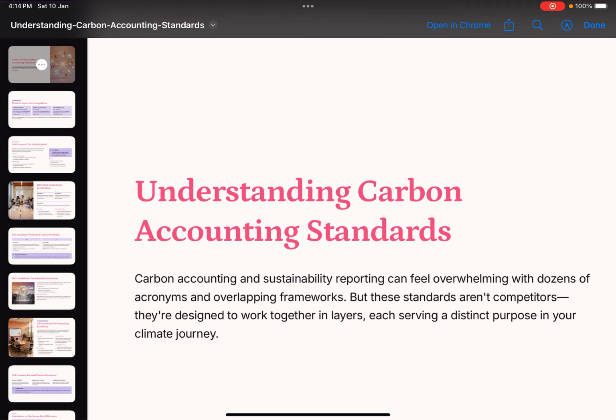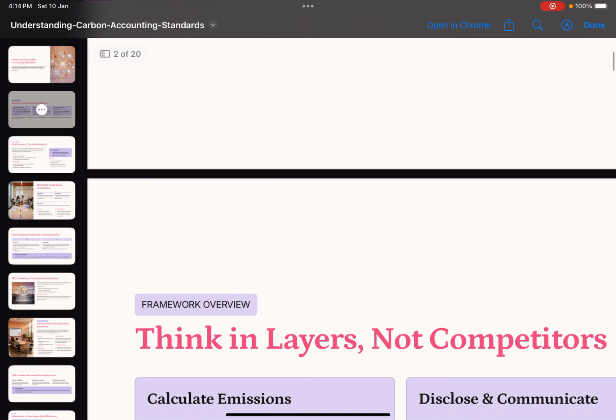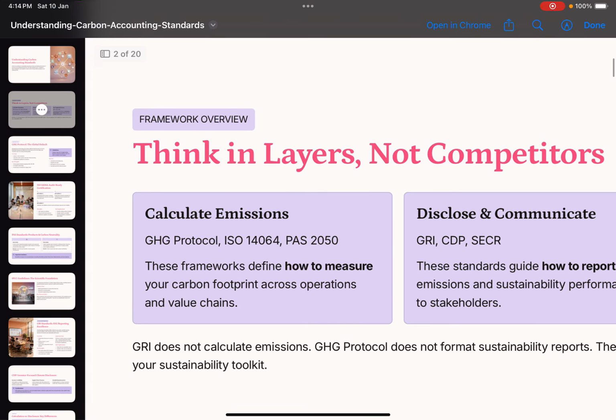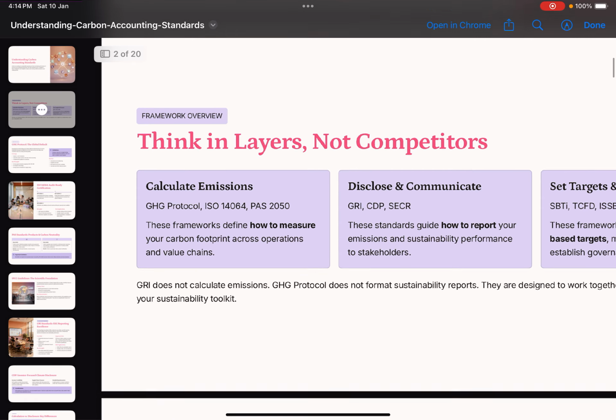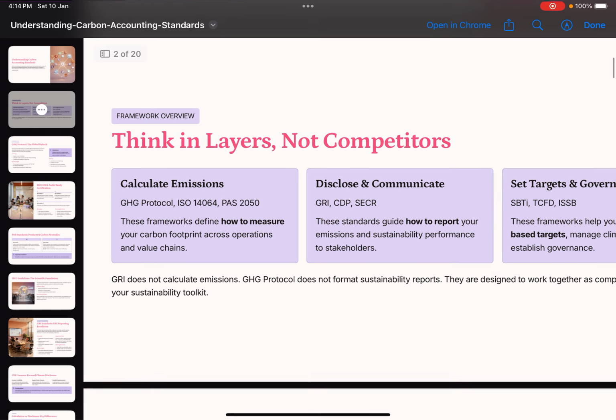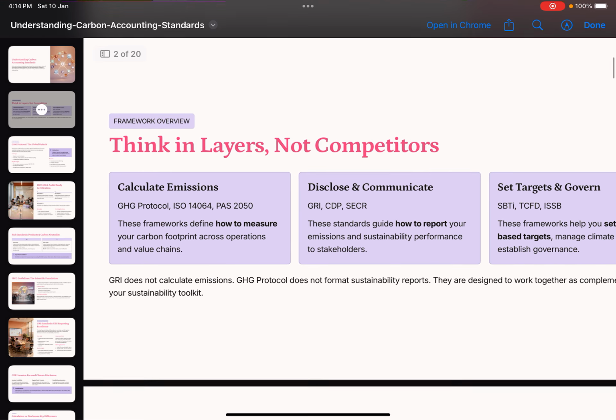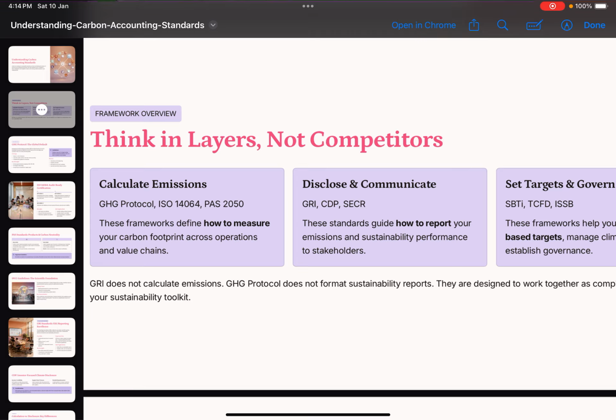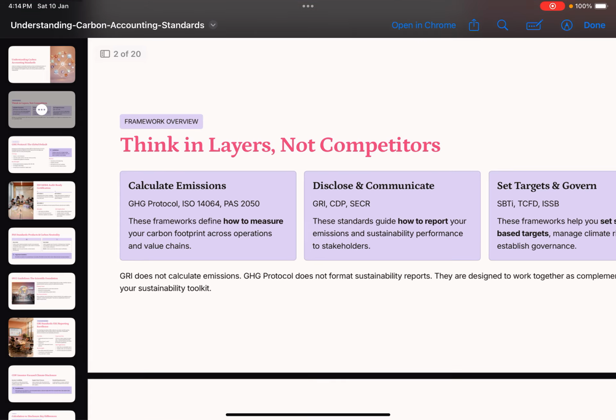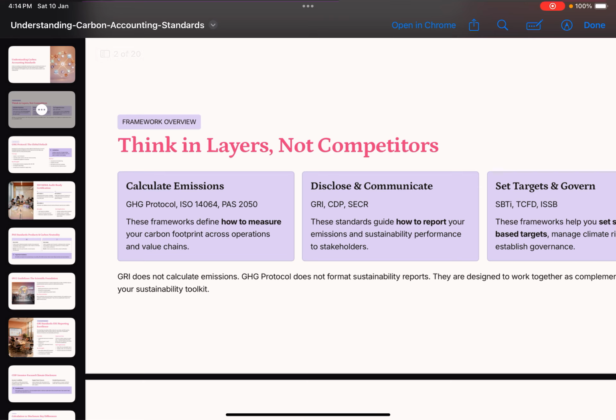So, as this slide mentions, these carbon accounting standards are designed to work together in layers. Which layers are we talking about? As I said, one is about calculations, whereas the other is about communication. GRI, the Global Reporting Initiative, is not about calculations. It is a reporting initiative.